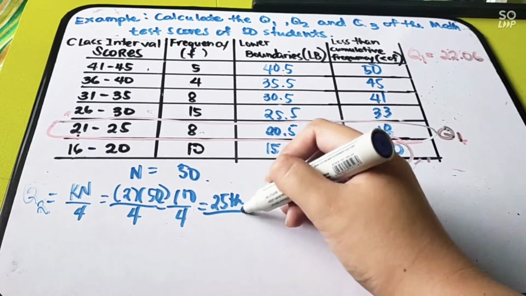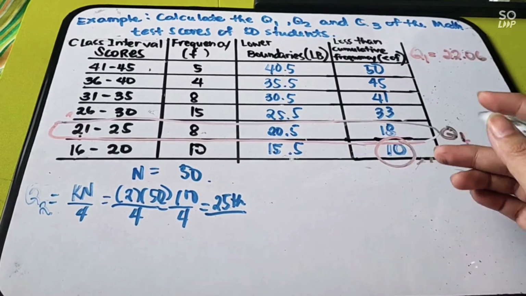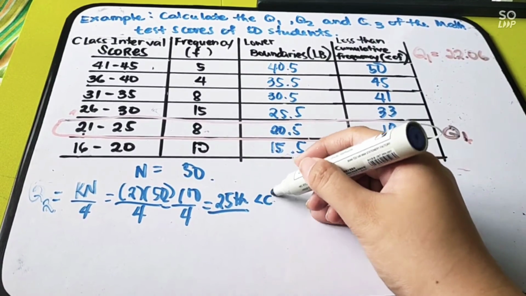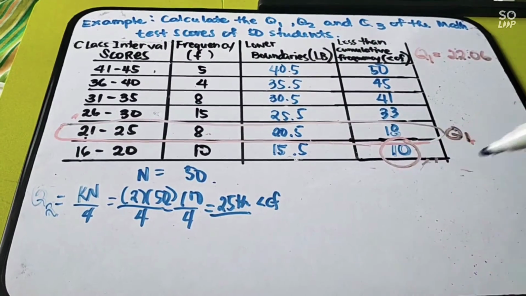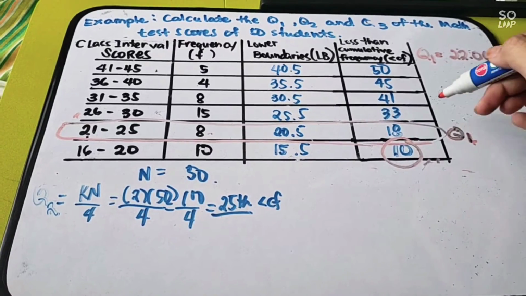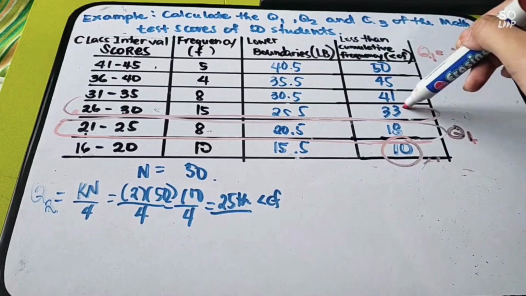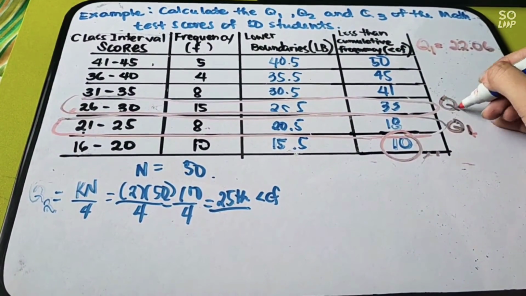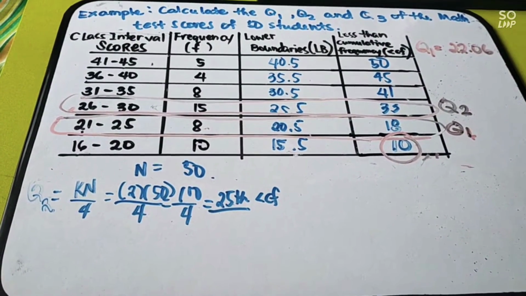So, pang 25th daw. Sabi ko sa inyo, para makuha, kailangan mas mataas dun sa cumulative frequency. Dito tayo magbe-base sa less cumulative frequency, pero mas mataas dapat kay 25. So, ang mas mataas dyan kay 25, we have here 33. Dito tayo ngayon magbe-base. Kay 26 to 30, this is your quartile 2. Diyan tayo mag-base sa inyong formula.